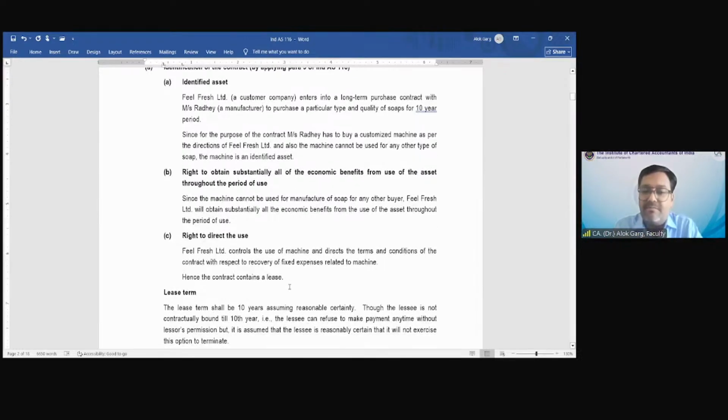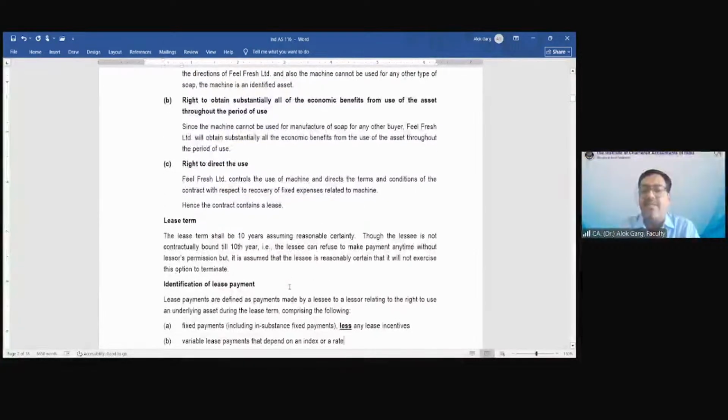What is the lease term? The lease term is 8 years fixed, non-cancelable, and 2 years cancelable. The termination option is with the lessee only. Assuming the lessee is not going to terminate, the cost of the machine will be recovered in 8 years, and in the 9th and 10th year the cost will be lesser, so there are high chances that the lessee will not terminate the contract. So we are assuming the lease term as 10 years.